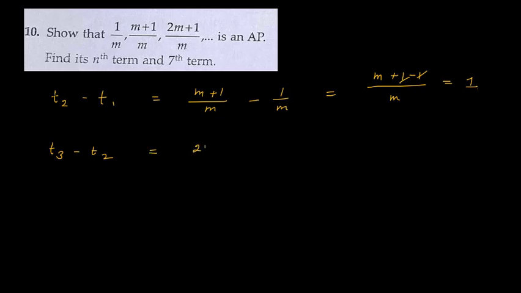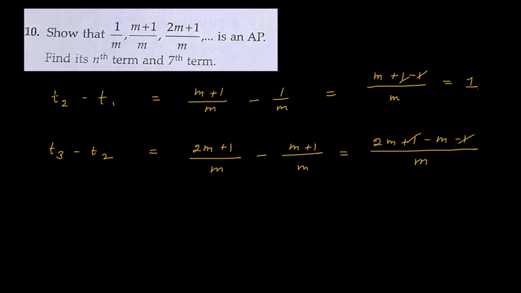Now let us see what is t3 minus t2. So t3 is 2m plus 1 upon m and t2 is m plus 1 upon m. So it is 2m plus 1 minus m minus 1 whole divided by m. So again this 1 and 1 cancel, 2m minus m is m, m upon m is 1, so this is 1. So we can say that the difference between consecutive terms is the same.